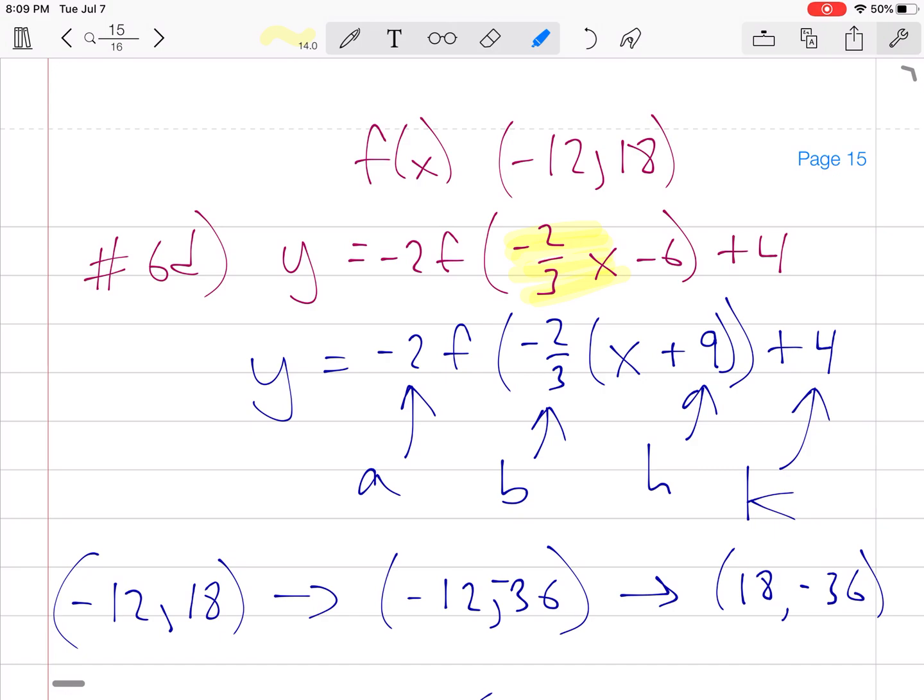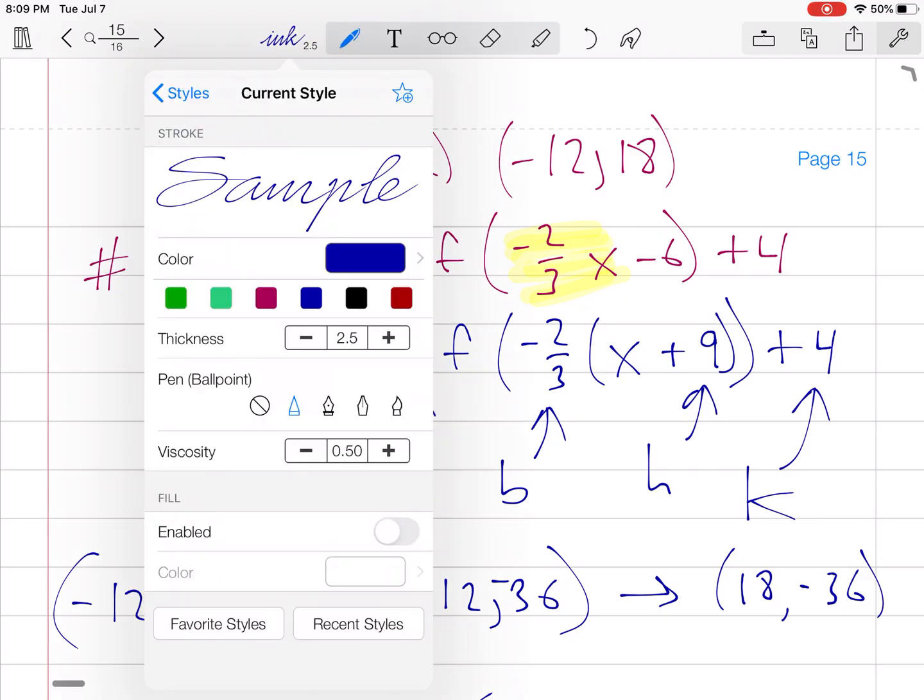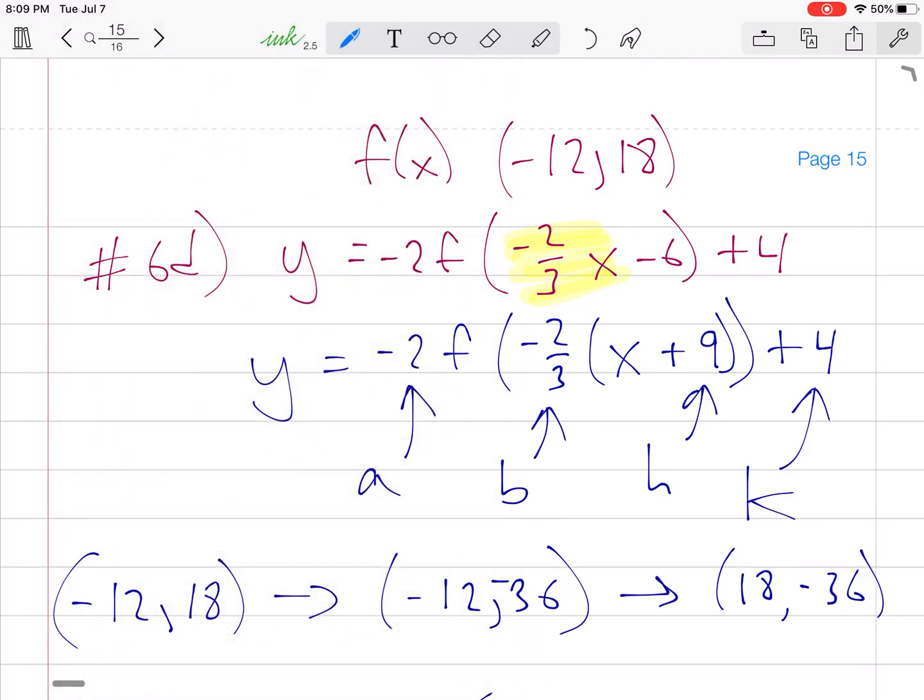So we pull out the negative 2/3, and that keeps x by itself, and then we get 9 here. So this is x plus 9. Negative 6, if you divide by negative 2/3, you get 9. And then recognize what all these numbers represent from that equation framework. So A is the vertical multiplier, B is the horizontal, H is the horizontal shift, K is the vertical shift.